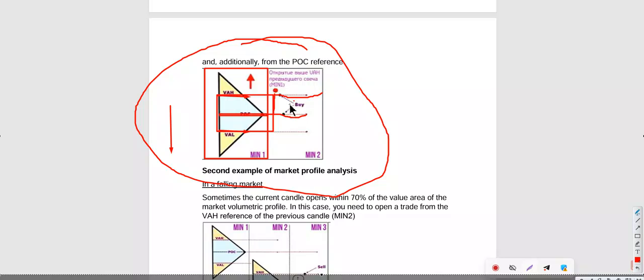Now, suppose the recent candle opened in between the value area high and POC, then let the candle come to cross the POC, come in this area, between value area low and POC, then it will return back.